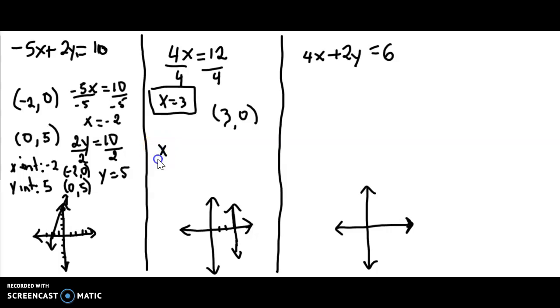So if they ask me for the x-intercept, I would say it's 3. Therefore, the point would be 3, 0. If they ask me for the y-intercept, I would say none. Please don't put 0 because 0 is a value. None. Because this line is not passing through the y-axis. So yeah, sometimes we don't have an x or a y-intercept depending on the case.